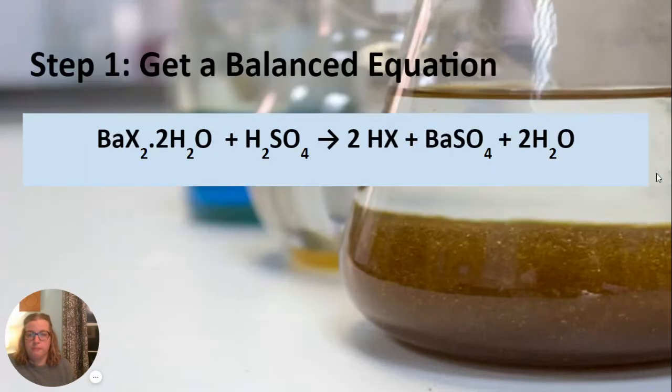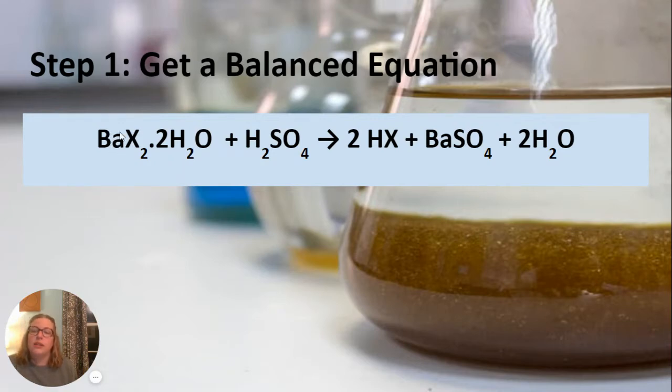Okay, so the first thing that you need to do is get your balanced equation. And in this case, we know it's a barium halide. Now, you say to yourself, I don't know what that means, but when you think about it, this is realistically a double replacement reaction. Even though there's this H2O component in there, when you put hydrated compounds into solution, those waters just disappear. So what we really have is just a double replacement reaction.